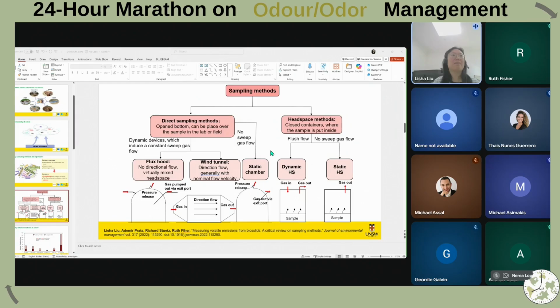Therefore, this figure establishes a basis for consistent nomenclature. You can see the sampling methods fall into two broad groups, which are direct sampling methods and hash-based methods. Direct sampling methods contain flush hood, wind tunnel, and static chamber, which are all open-bottom devices that can be placed over the sample in the laboratory or in the field. Hash-based methods, which include dynamic hash-based and static hash-based, are all methods that use a closed container where the sample is put inside for sampling.